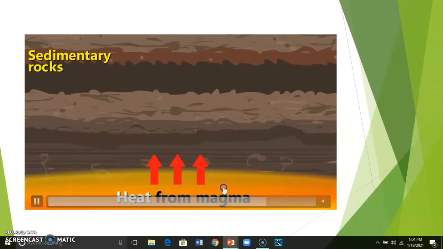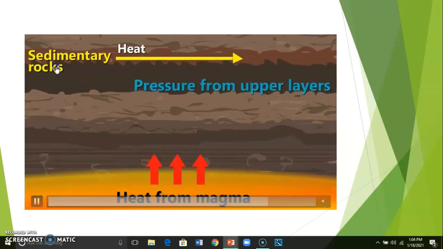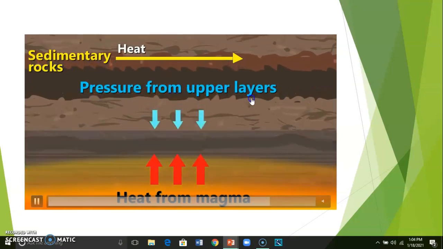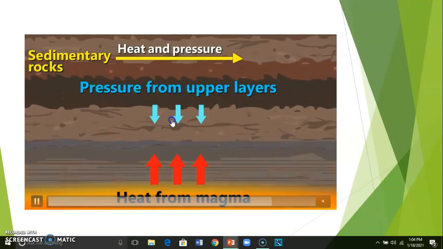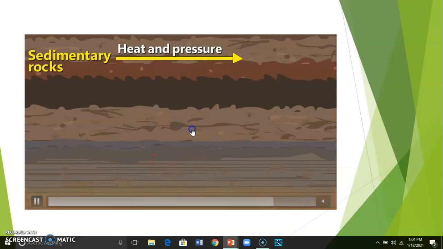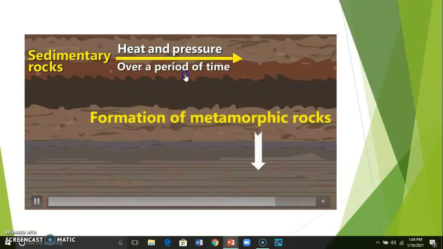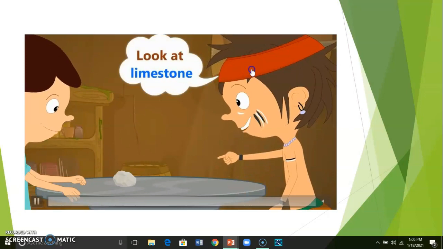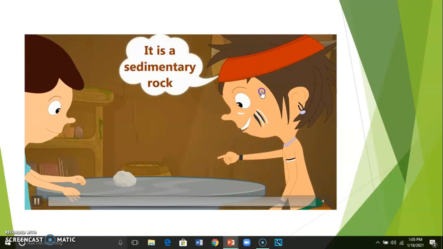Heat from magma and pressure from the upper layers, over a period of time, lead to the formation of metamorphic rocks. So from sedimentary, because of the heat and pressure, it will become a metamorphic rock.